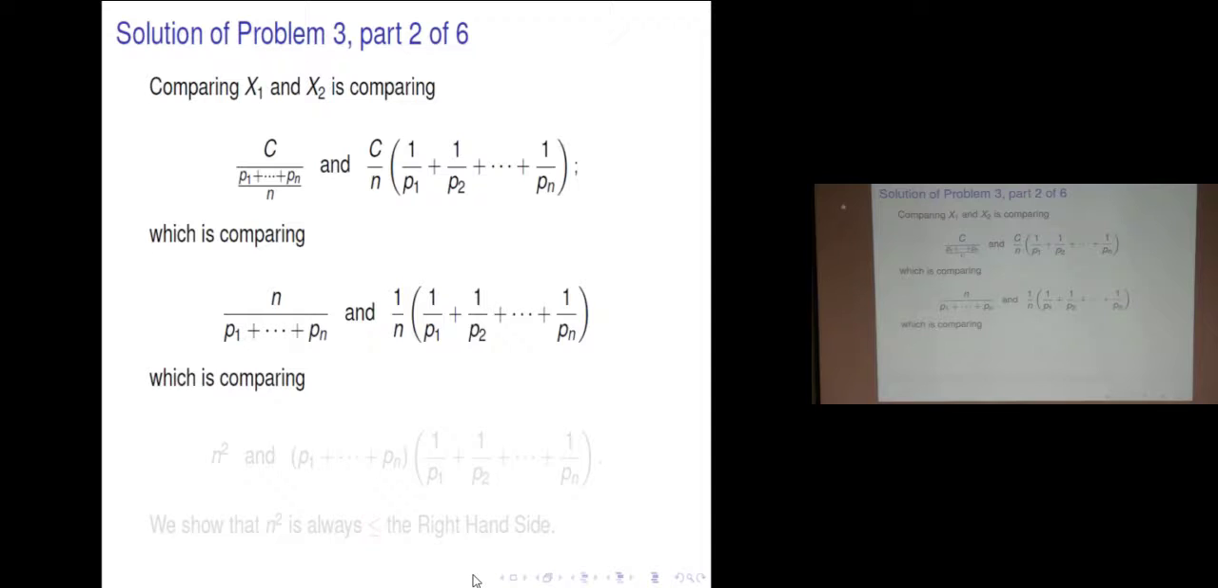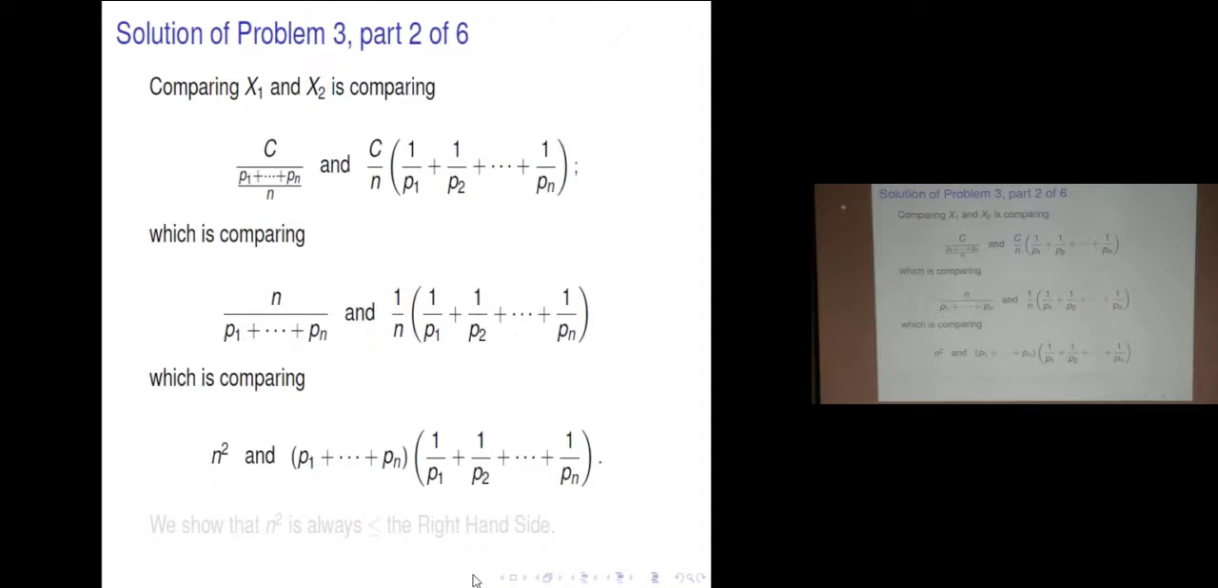Now let's flip this fraction. The left-hand side is n divided by P1 plus dot dot dot plus Pn. On the right-hand side I just cancel C, so it's this number. So comparing the second line is the same as comparing the third line. We are going to put a less-than-or-equal or greater-than-or-equal sign between the two terms. But these numbers are all positive, so I can multiply things around.